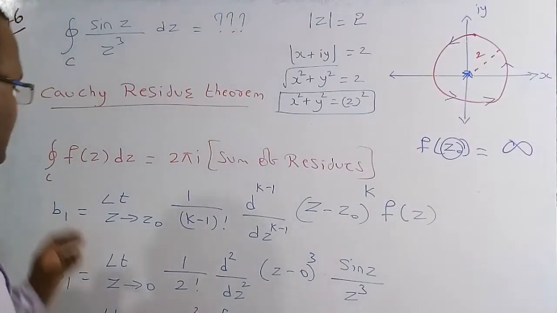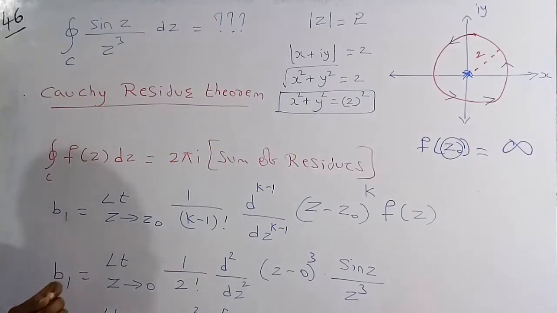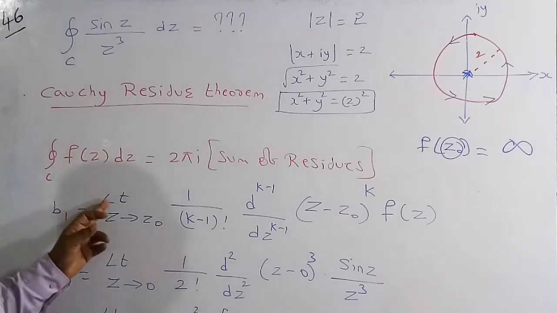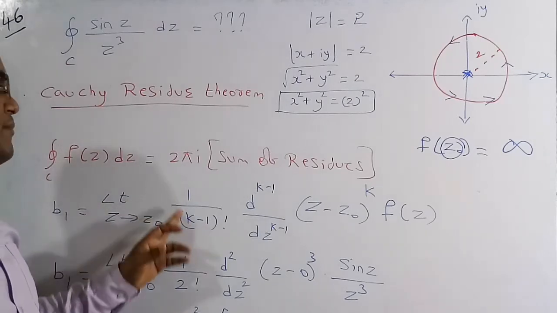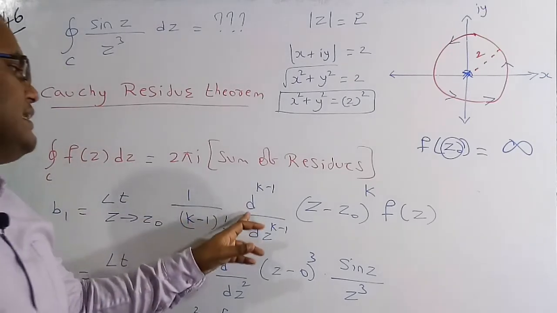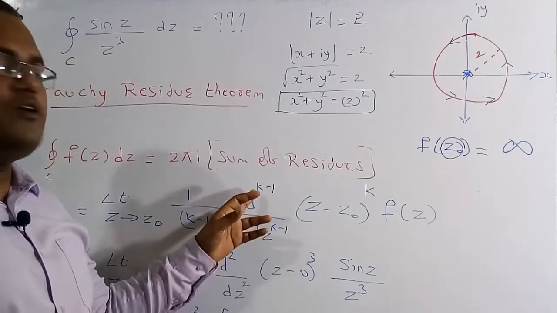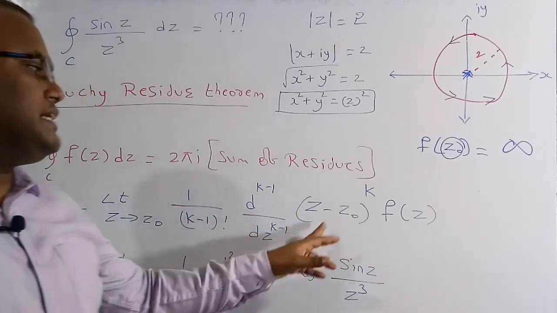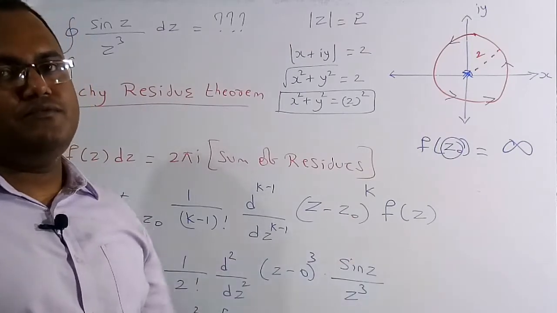Now the basic way to find the residue for the singular point is: limit z tends to z0, 1 by (k minus 1) factorial, into d by dz to the power of k minus 1, meaning the (k minus 1)th derivative with respect to z, of (z minus z0) to the power of k, into f of z.